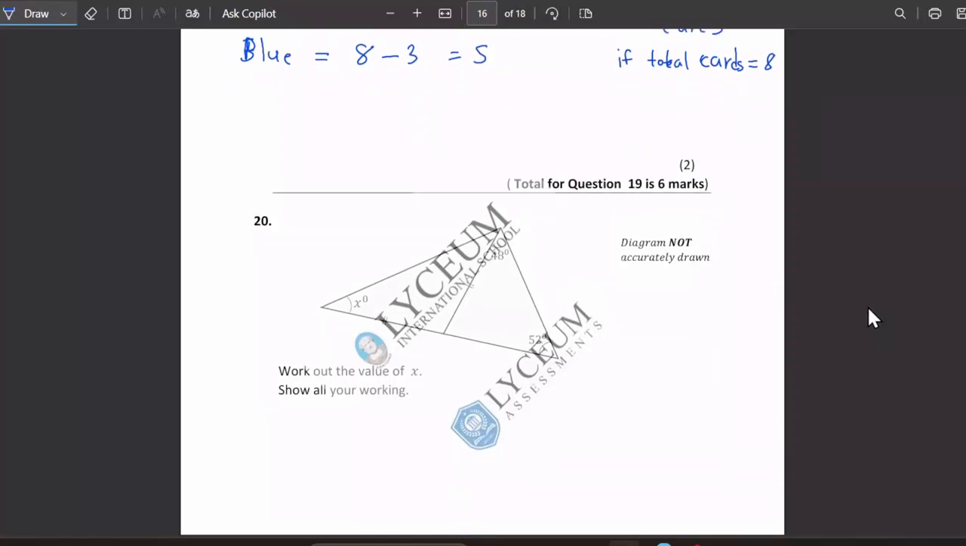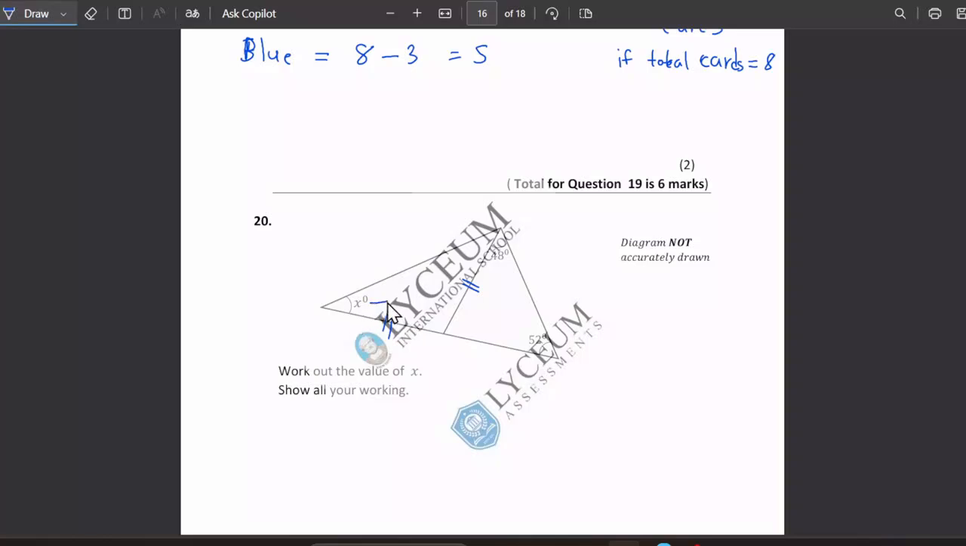Okay. Then the 20th one, they have given us a triangle. Work out the value of x. They're telling us to work out the value of x. Okay. So here you can see these two sides are equal. Okay. These two sides are equal.